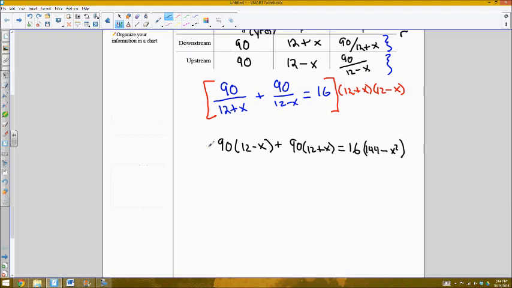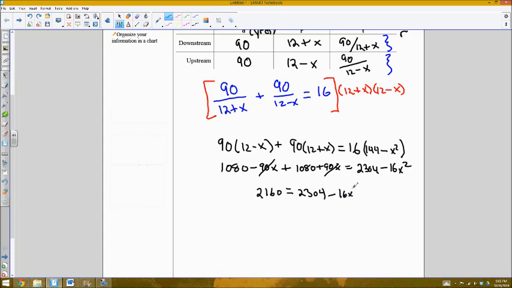Then I'm going to do some distribution and combine like terms. When I do that, I end up with 1080 minus 90x plus 1080 plus 90x is equal to 2304 minus 16x squared. It's after I've done all my distributions. So when I combine like terms, conveniently my minus 90x and plus 90x will cancel out. So I get 2160 is equal to 2304 minus 16x squared.